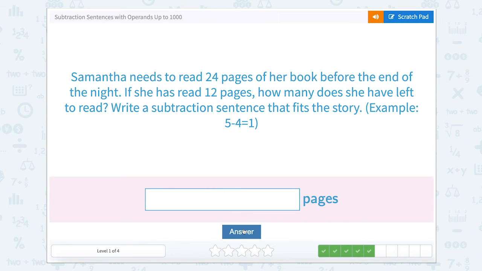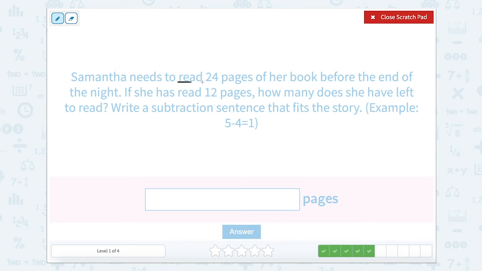Samantha needs to read 24 pages of her book before the end of the night. If she has read 12 pages, how many does she have left to read? Write a subtraction sentence that fits the story. Samantha needs to read 24 pages, and so far she's read 12. So she has to read a total of 24, but we can take away the amount of pages she already read to find out our answer.